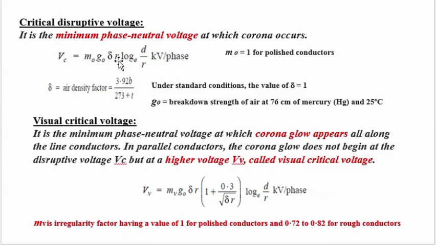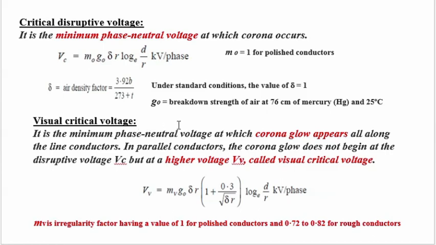Next thing is D. D is spacing between the conductors in centimeters, and r is the radius of the conductor in centimeters. So theoretical disruptive voltage depends upon m naught, g naught, sigma, spacing between the conductors and radius of conductor. The next important term is visual theoretical voltage.